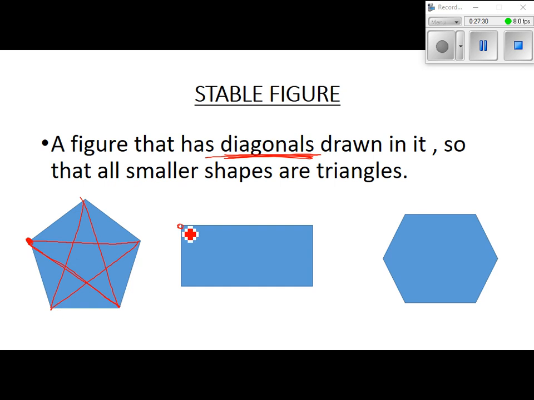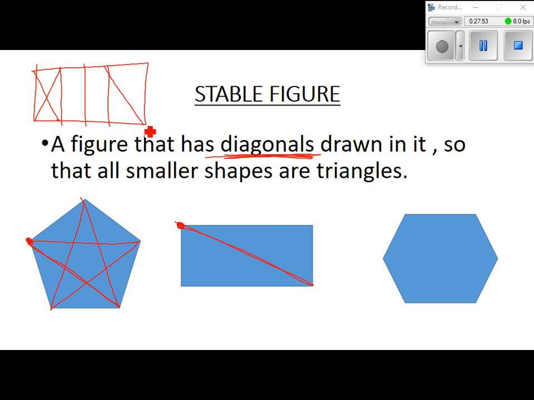What if I pick this corner? How many diagonals do I have to draw in this one? 2. One diagonal. Just one. That makes it stable. Right? If we're building a wall, we got our studs going down through the wall. Do they do this? No. They put 1 because then it makes it stable.